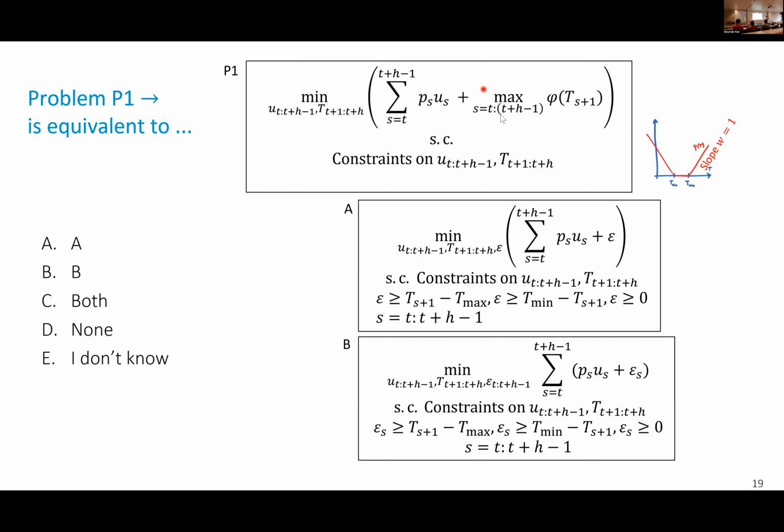And I'm developing the problem P1, because I have my function phi, which is nonlinear. I want to get rid of it. I propose two ways of getting rid of it. Which one, if any, is the correct one?